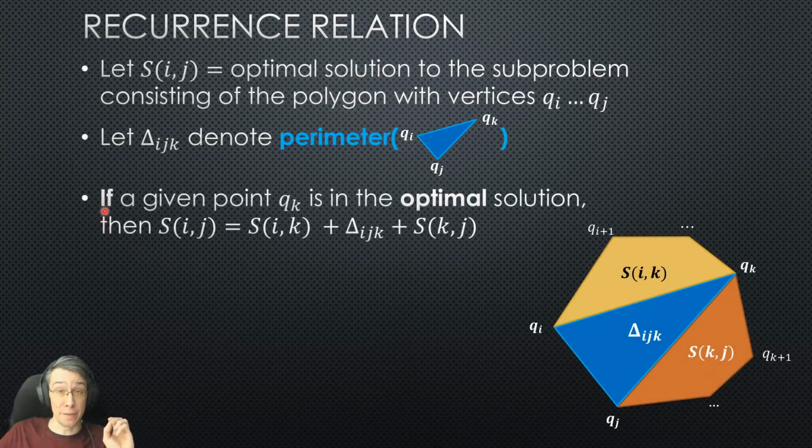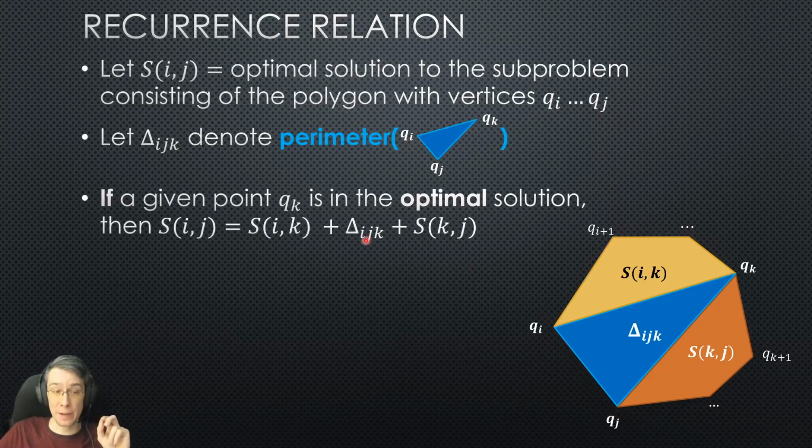Now, if the triangle defined by qi, qj, and qk is in the optimal solution, so this line here is a typo. I should have written: if this triangle, qi, qk, qj, is in the optimal solution, then Sij, the optimal way to use vertices qi up to qj, and these are vertices that are sorted clockwise, so here's qi plus 1 all the way up to qj.